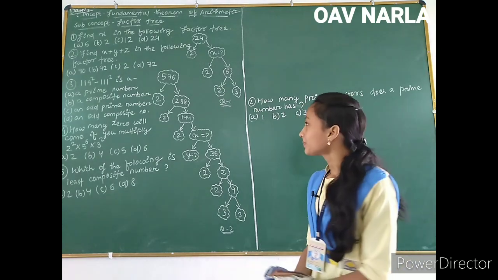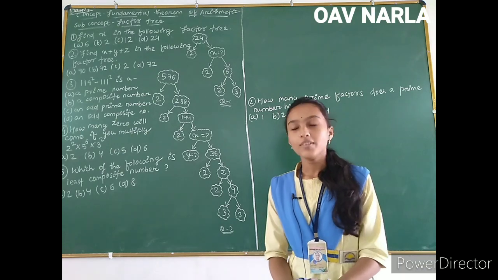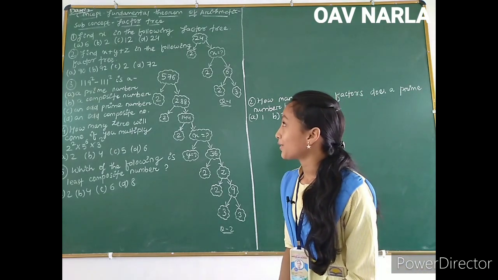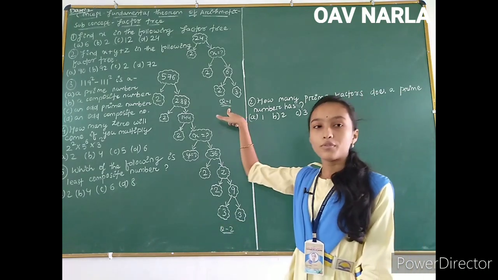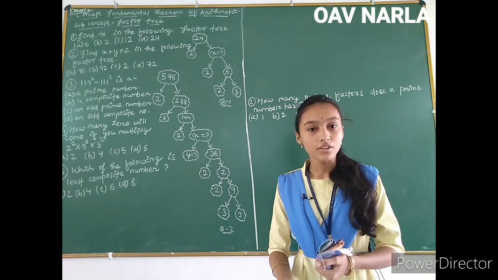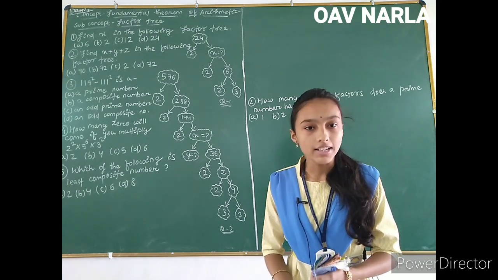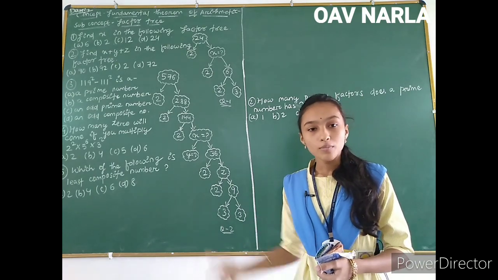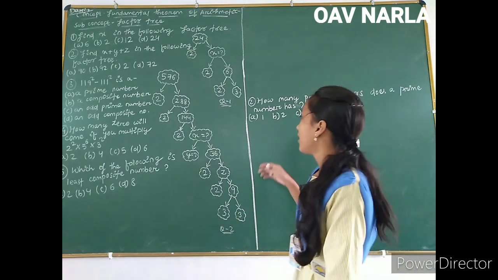Let's start. We have 5 questions to solve. Question number 1 says, find x in the following factor tree. This is the factor tree of question number 1. Simply, when you are solving a factor tree or finding the values of variables of a factor tree, just start from the bottom. It helps more.